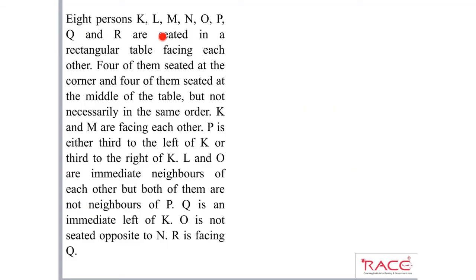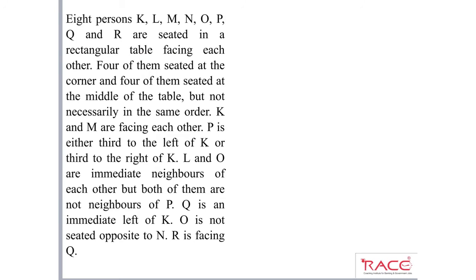So this question is another category of sitting arrangement. This is square based sitting arrangement, in which the persons are sitting in a square arrangement. 4 persons sit at the corners and 4 persons sit at the sides of the square. So as usual, 8 persons are given. What are the persons? K, L, M, N, O, P, Q, R, all in sequence seated at a rectangular table.